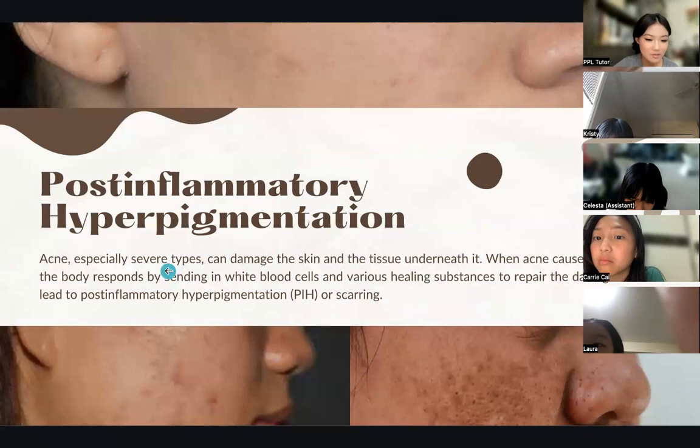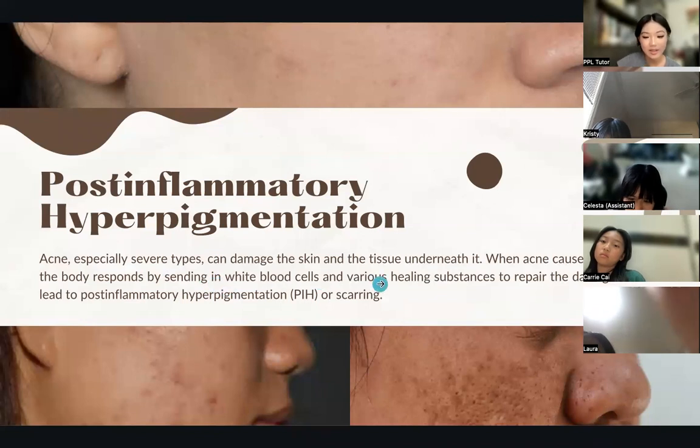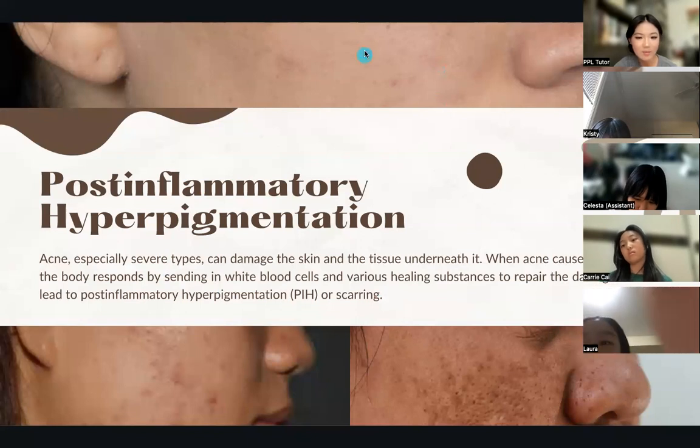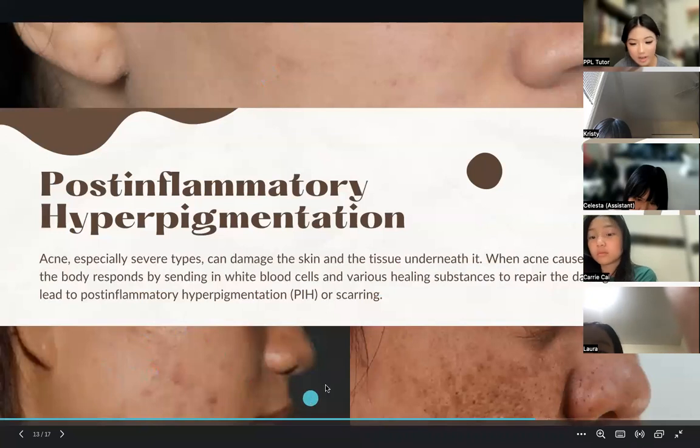So acne, especially the severe type, can damage the skin and the tissues beneath it. Because acne causes inflammation, the body responds by sending white blood cells and various other healing substances to repair the damage. And this can lead to post-inflammatory pigmentation or scarring. Here are a few examples of what it looks like. So this girl has some mild scarring, and she has a little bit more, and she has even more scarring.